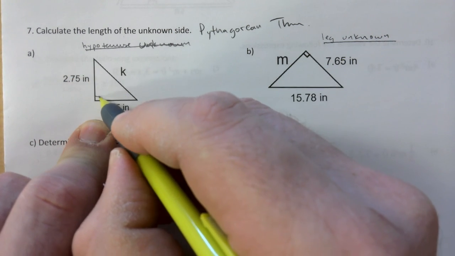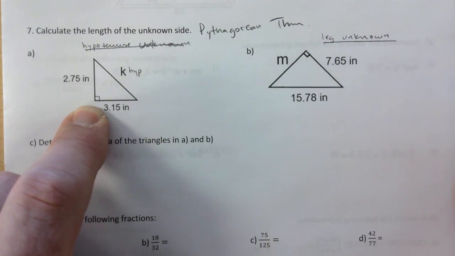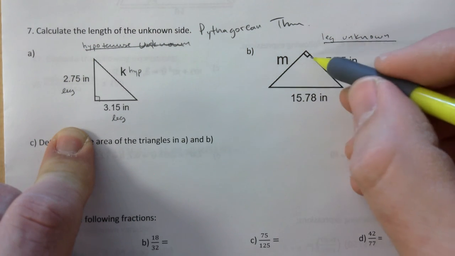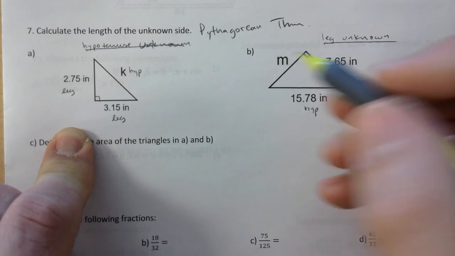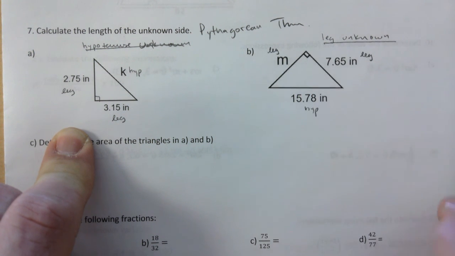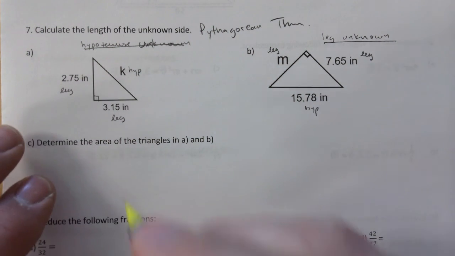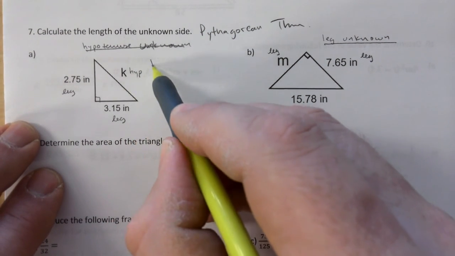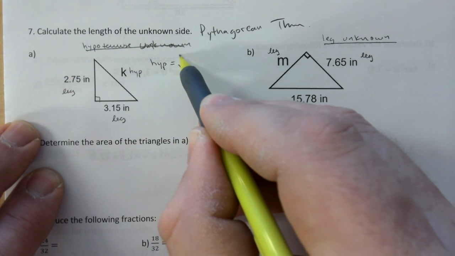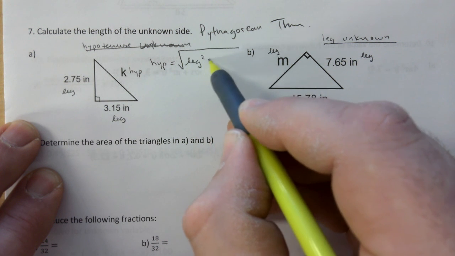So the hypotenuse is always across from the 90, is the hypotenuse, and this would be leg, leg. Over here, this is your hypotenuse. This would be leg and another leg. That's how I label it, as simple as that. So if you're missing your hypotenuse, it's the longest side on the triangle. That is going to be equal to the square root of leg squared plus leg squared.